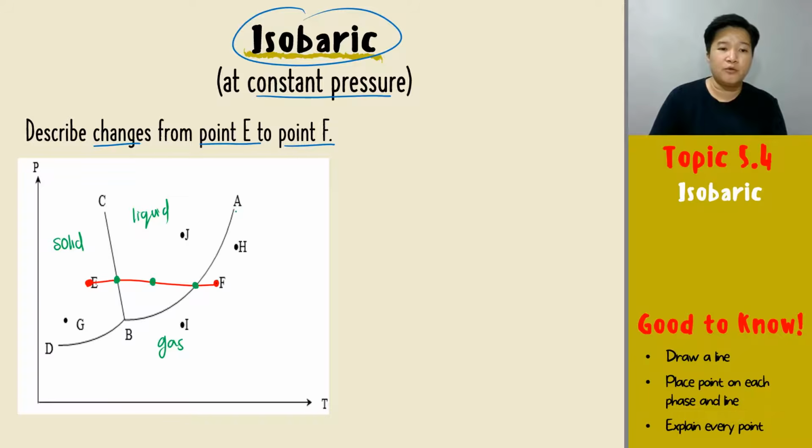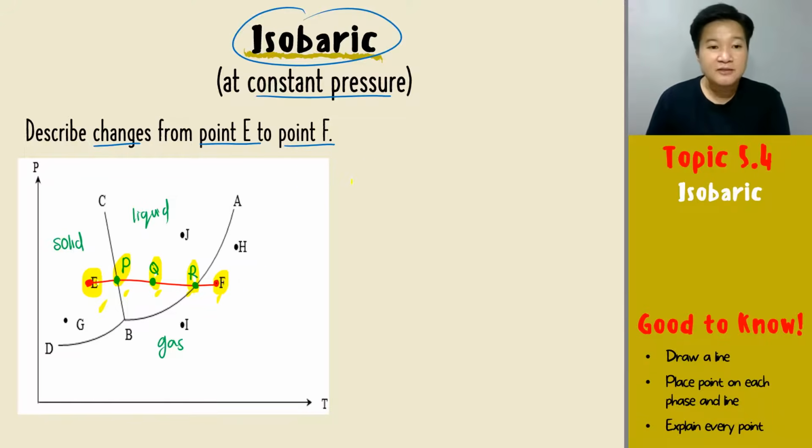So, for example, you already have your A, B, C, D. Don't use A, B, C, D. Okay? So, let's say I have my P, Q, R. So label the point, label the point, and label the point. So what we are going to do is to describe the changes from every single point that we have. So we have 5 points over here, and therefore, in your answer, we are going to have 5 explanations.